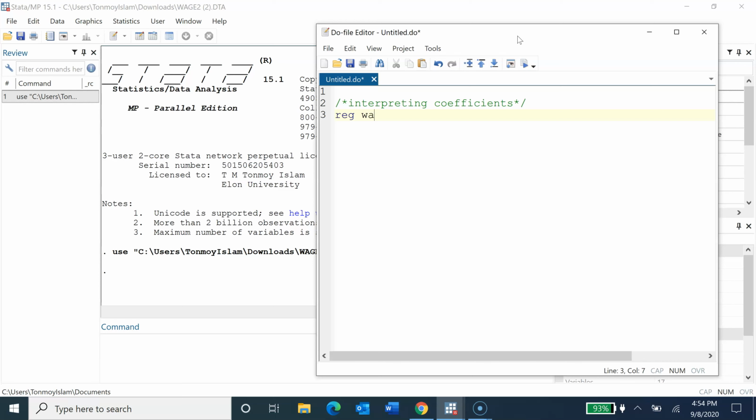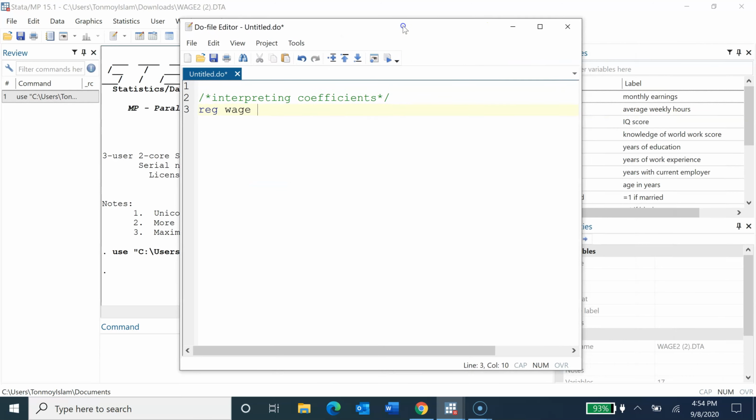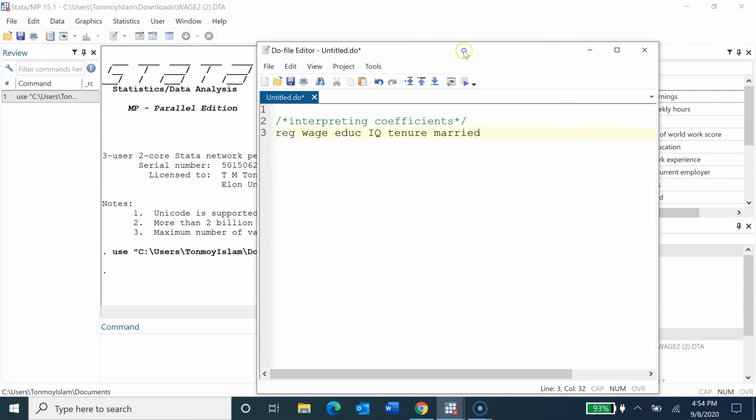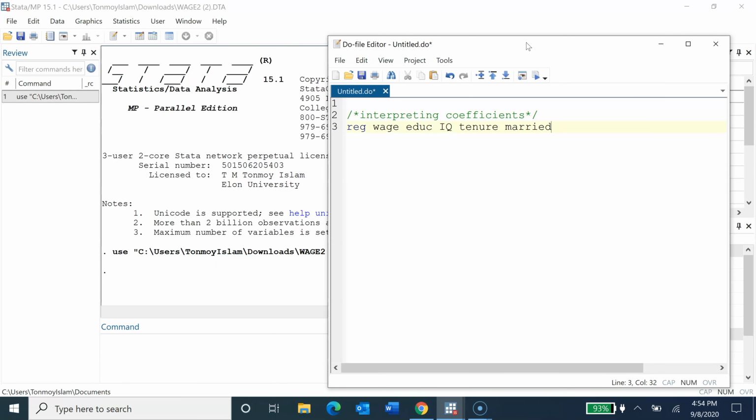Now supposing we just first want to run the wage regression. So let's say we will run just wage as is, and we want to see how education, IQ, and tenure, and maybe also the married variable, affect the outcome. Let's say before we started our analysis, we first came up with a regression model, and we are testing our model using this data.